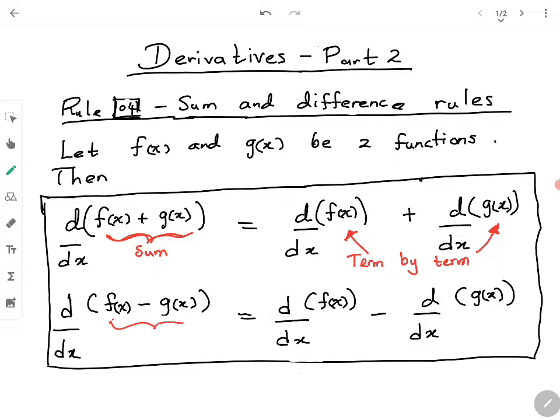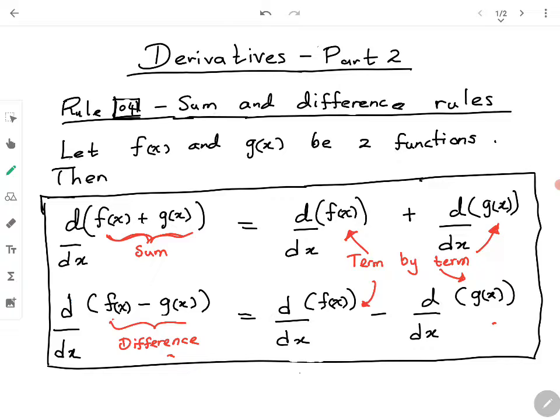And the difference can be done similarly. So here we have a difference between two functions f and g. Like for the sum rule, you find the derivatives term by term. So here first find the derivative of f, then derivative of g, then take the difference between those two terms to find the derivative of the difference. So that's how you apply the sum and the difference rules.